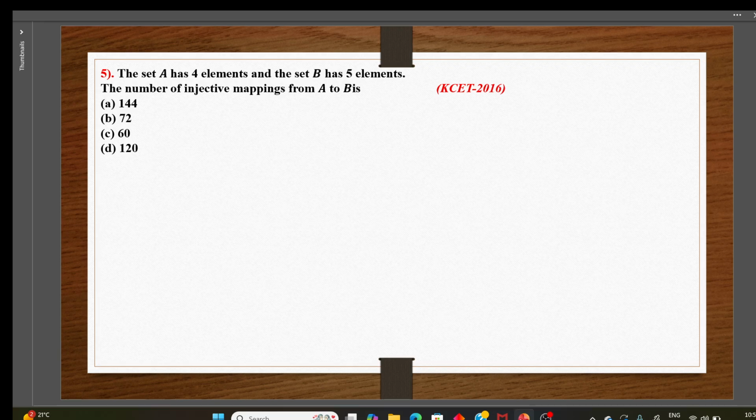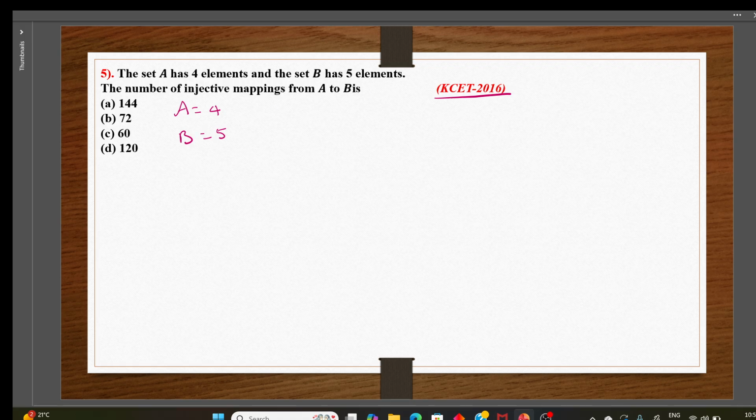Now, next question, very easy question. Here, set A has 4 elements and set B has 5 elements. Then the number of injective mappings from A to B. So we know set A has 4 elements. Set B has 5 elements. This question is from KCET 2016.